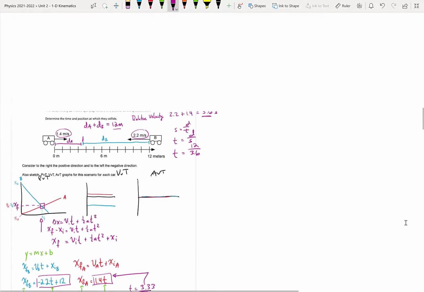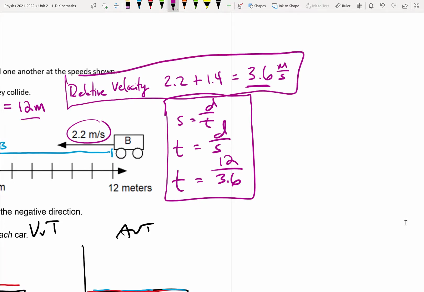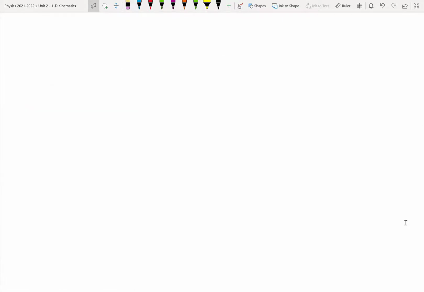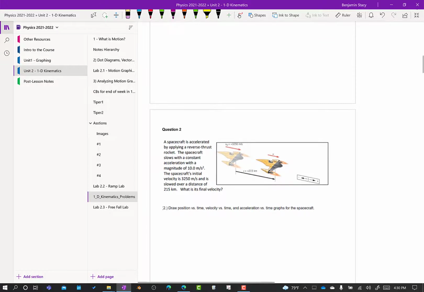I don't share that because that doesn't really teach you any of the stuff that we need to know. But every now and then there's someone who is like, wait, can I just use the relative velocity and total distance? And it's like, yep, and you solve the problem super fast. All right, so now you know that.